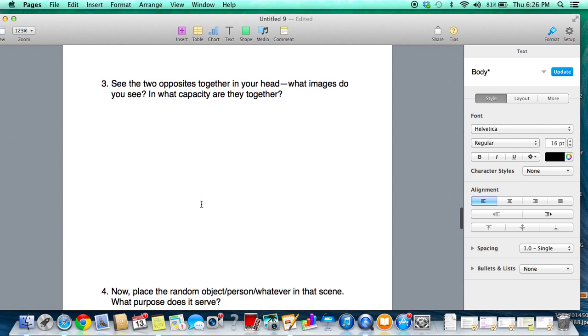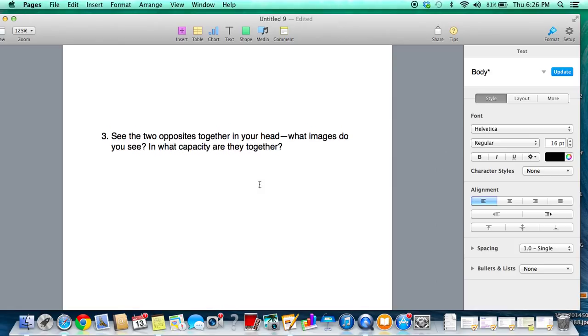Next up, see the two opposites in your head together. What images do you see and in what capacity are they together? I see the prostitute in the dark on the street, and I see the priest there too.